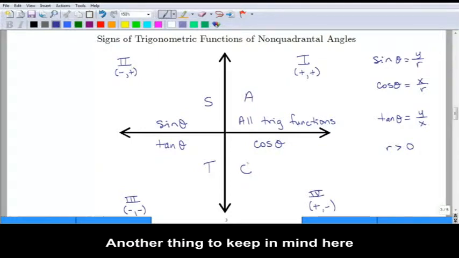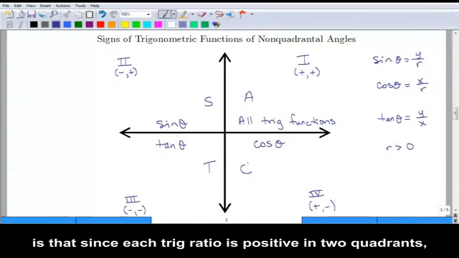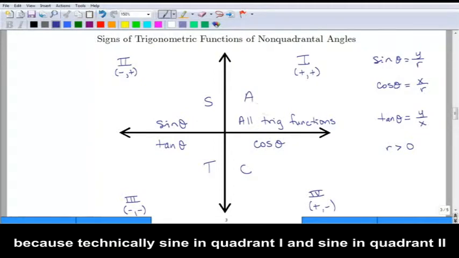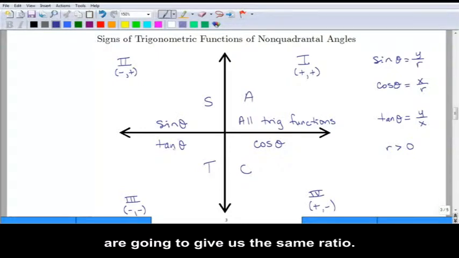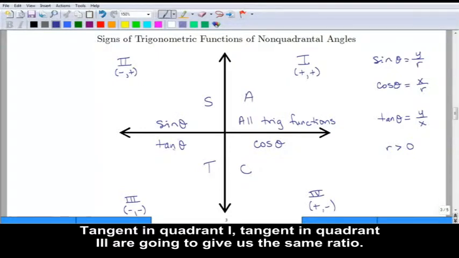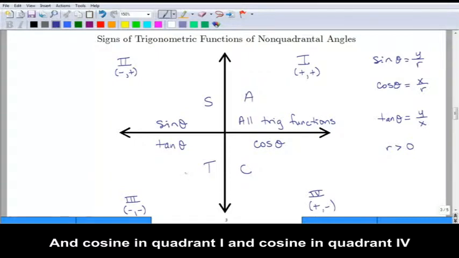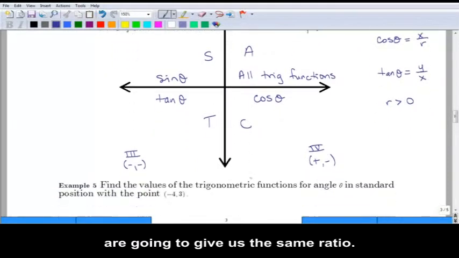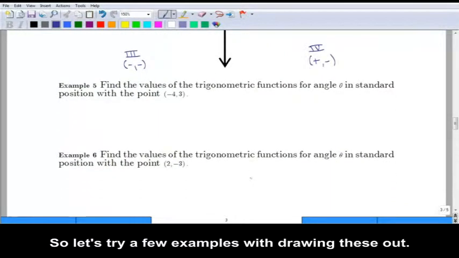Another thing to keep in mind here is that since each trig ratio is positive in 2 quadrants, we need to be very careful again when we're dealing with inverses because technically sine in quadrant 1 and sine in quadrant 2 are going to give us the same ratio. Tangent in quadrant 1 and tangent in quadrant 3 are going to give us the same ratio, and cosine in quadrant 1 and cosine in quadrant 4 are going to give us the same ratio. So let's try a few examples with drawing these out.